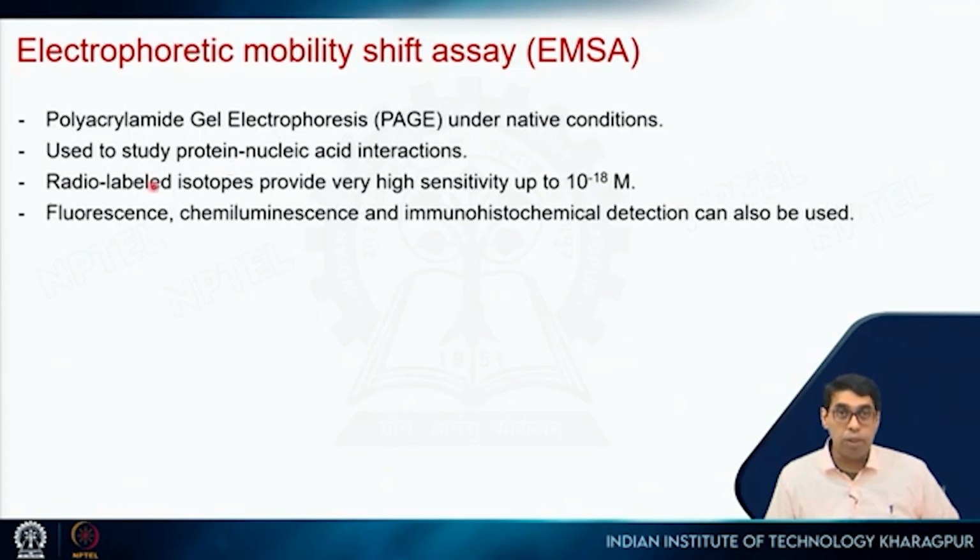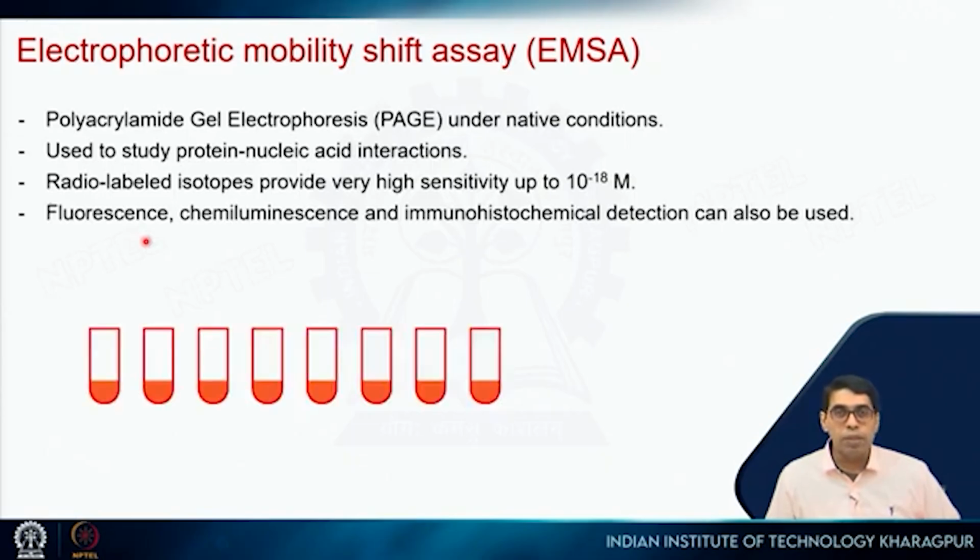If we are using radio labeled isotopes, then it provides very high sensitivity up to 10 to the power minus 18 molar. So you can measure picomolar, femtomolar binding constants using this type of experiment. Instead of radio label, fluorescence or chemiluminescence or immunohistochemical detection can also be used, but they will have lower sensitivity compared to this. Using fluorescence, you can go up to picomolar sensitivity, which is good for most applications.